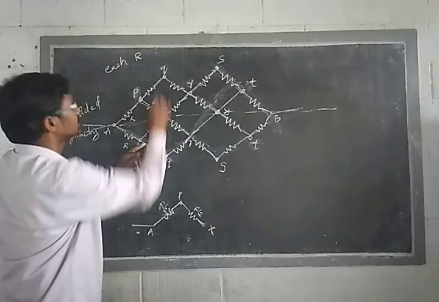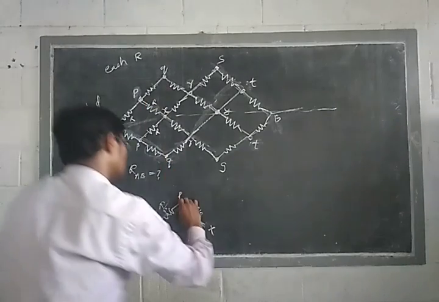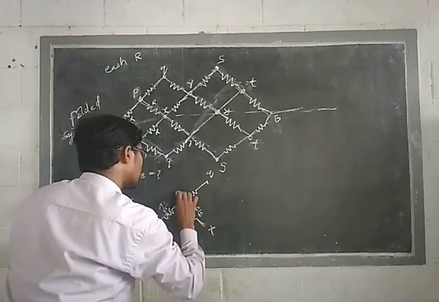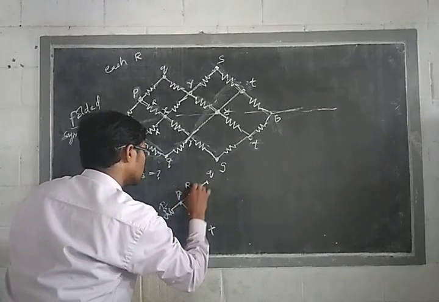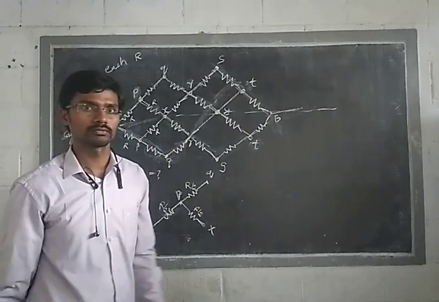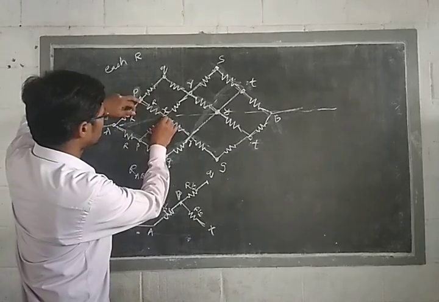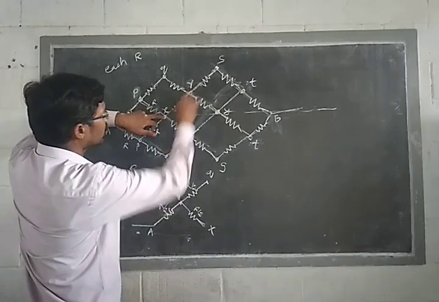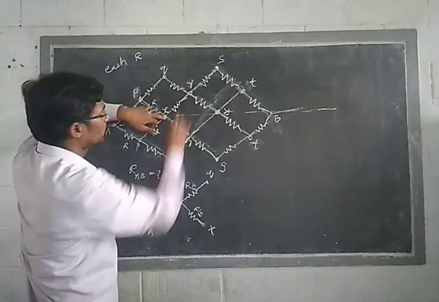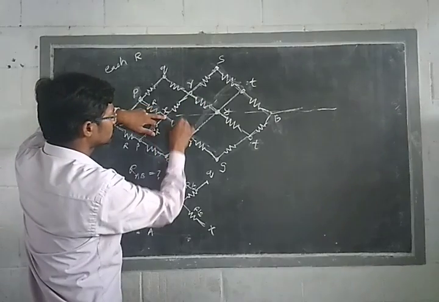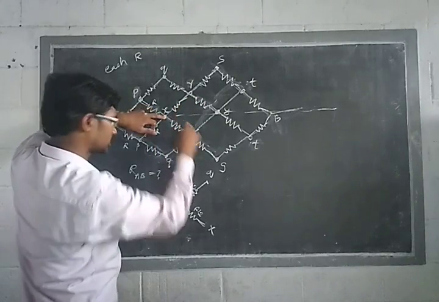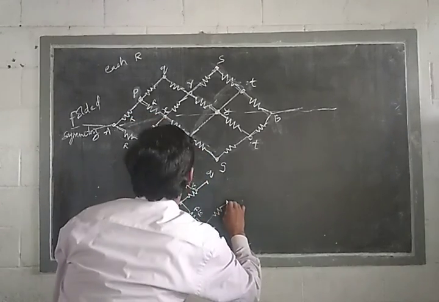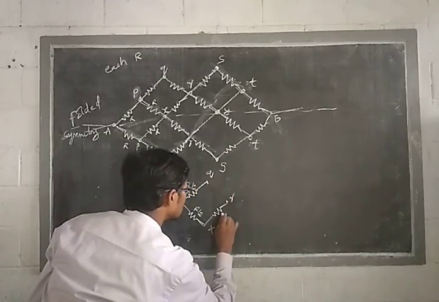Next comes P and Q, and here also P and Q have the same potential difference, so these resistances are in parallel combination. Let me draw Q, here Q, then here R. Next, this one is completed. Next, come to this one. R and X are at the same potential difference. Then this one and this one are in parallel combination. So let me draw here R, and this is also R by 2.